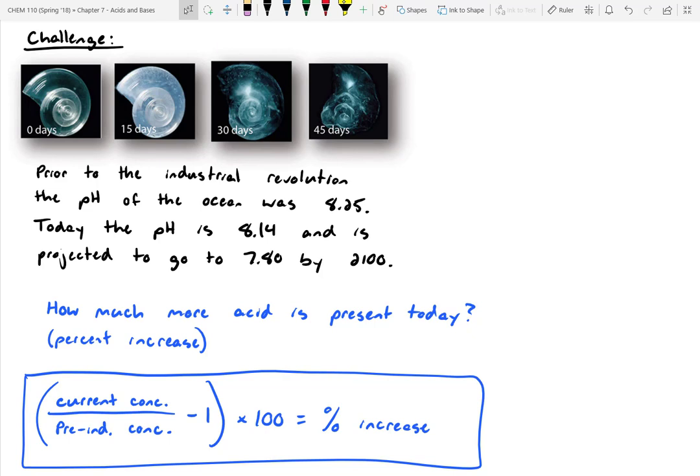What you want to do is take the current concentration of your acid, divide that by the pre-industrial concentration, subtract 1 and multiply it by 100, and that will give you the percent increase in acid. So I'll give you a minute to work on this, but check and see if you're doing the math right, and then check with your neighbor to see if you're getting the percent increase correct.